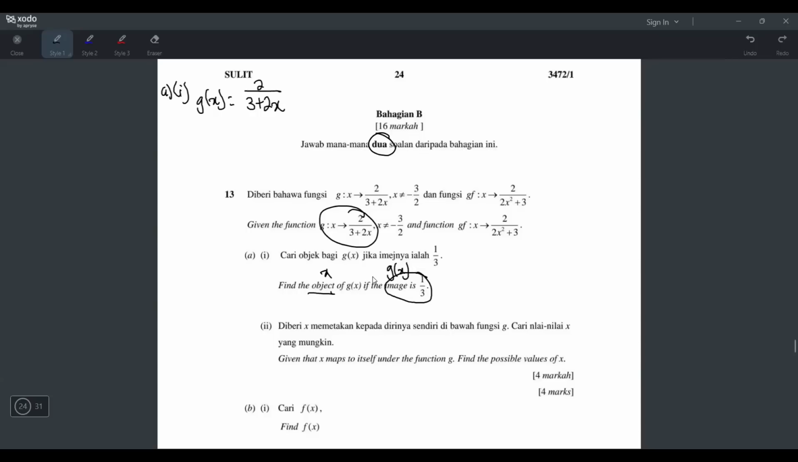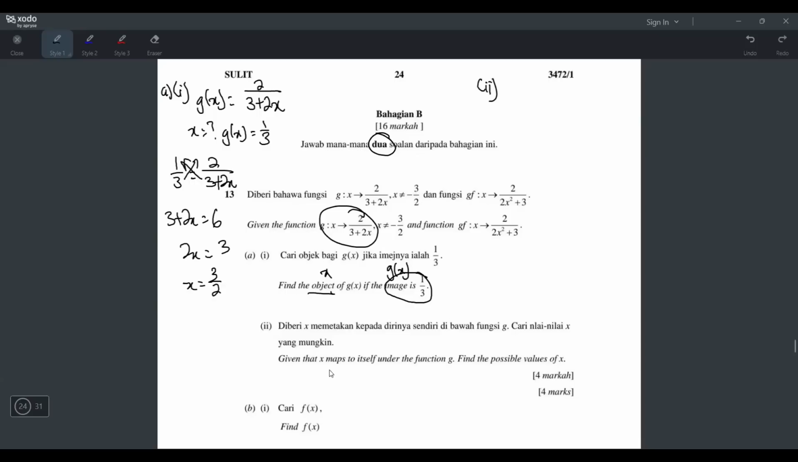Sometimes we call it fx, right? But in this case, the function is g, so that's why we call it gx. So you want to find x, and then the gx is 1 over 3, so you just sub inside. So it becomes 1 over 3 equals 2 over 3 plus 2x. And how to find x? If you're trying to find x and your x is at the bottom, you should cross multiply. So it becomes 3 plus 2x equals 6, 2x equals 3, 6 minus 3 is 3, x equals 3 over 2. So the object is 3 over 2. This is quite easy, nothing much, that's all.